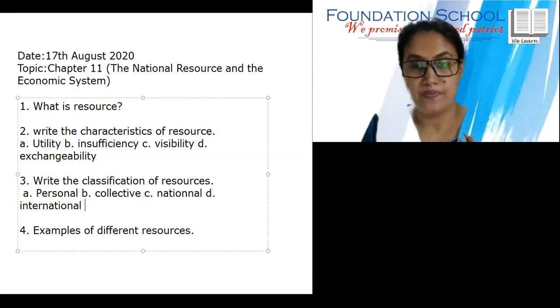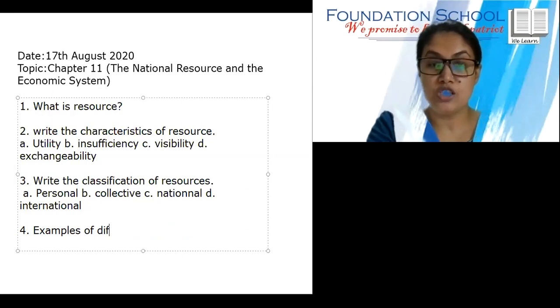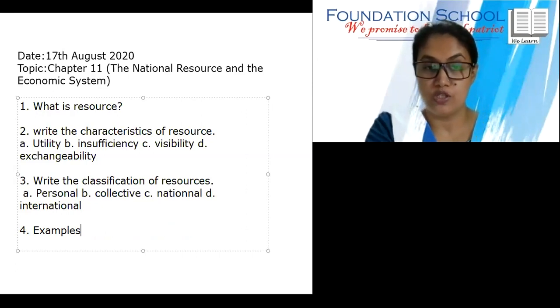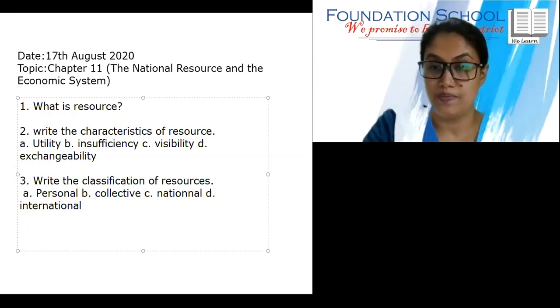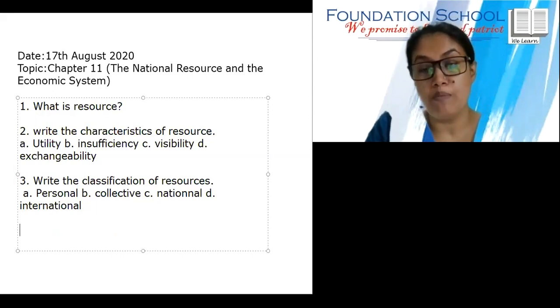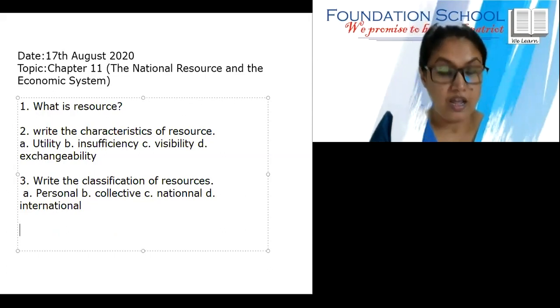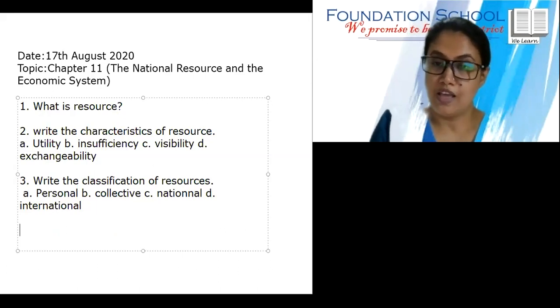Scientific inventions are international resources. So today we discussed the resource, the four characteristics of the resource, the four different classifications of the resource, and the examples of the resource. In our next class, we'll learn about the sources of the national resource and how we can preserve the national resource.